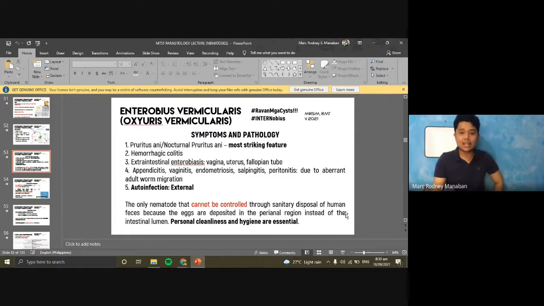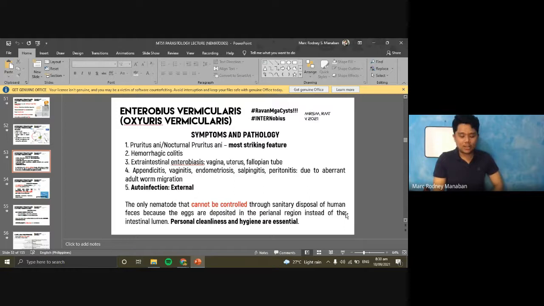Because the vagina and the anus are in close proximity in females. The eggs deposited in the perianal region can be introduced to the vagina. And then the female reproductive tract can become involved. Okay, so it can cause inflammation there. All right, now appendicitis, vaginitis, endometritis, salpingitis or inflammation of the fallopian tubes, peritonitis. So if that happens, it may migrate or spread to other organs. And of course, as we have mentioned, auto-infection, external. Okay, because the worm comes out before it infects again. All right? Okay.